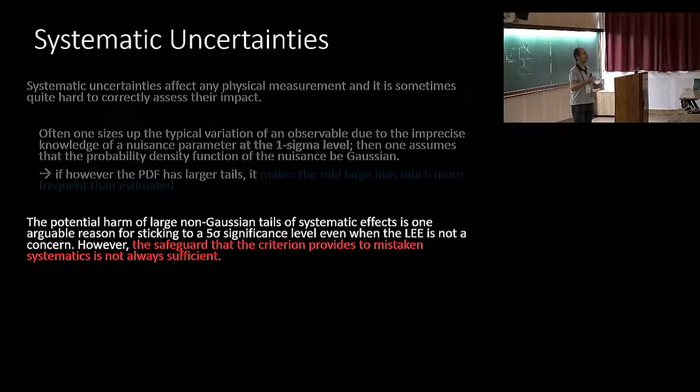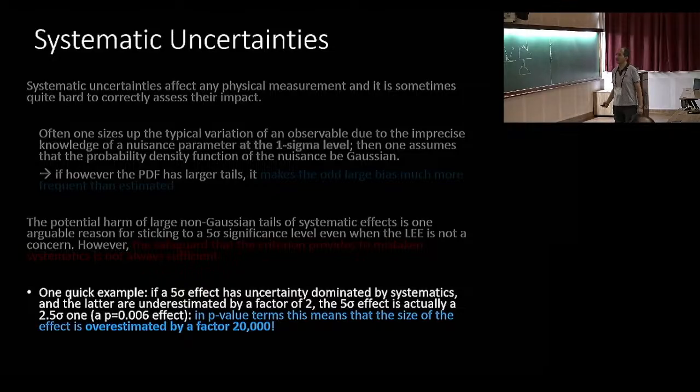Why go all the way to 5 sigma? The 3 sigma could have been enough, right? Because we don't have any trials factor here. We know the mass. We have only one beam to search for, if you want. We are not doing multiple testing. But still, we have systematic uncertainties, so people are careful. And the safeguard that 5 sigma gives you is not enough sometimes.